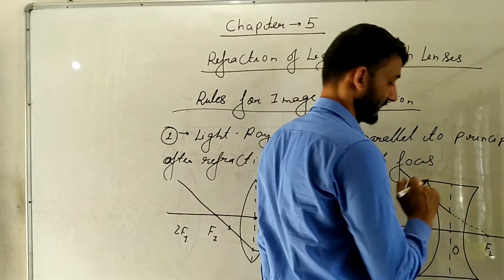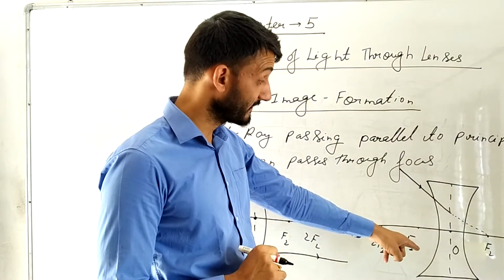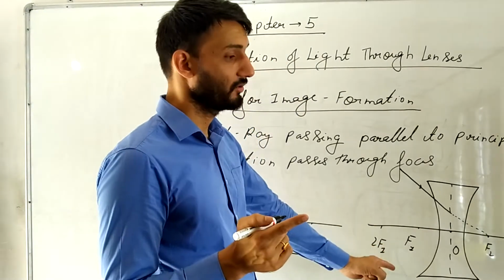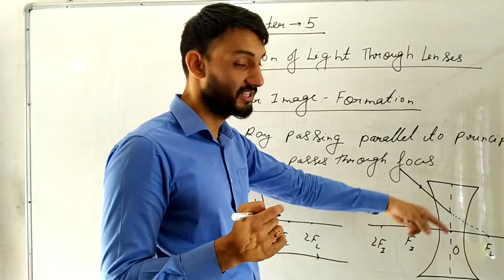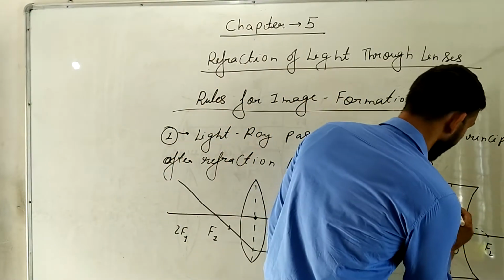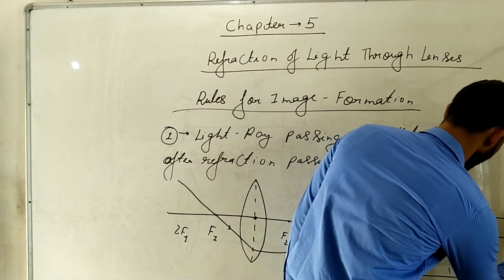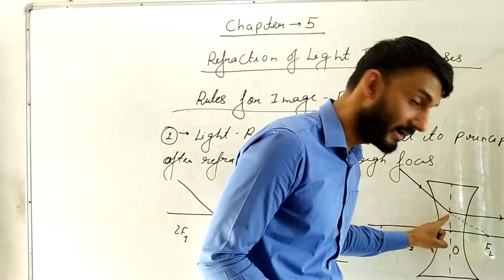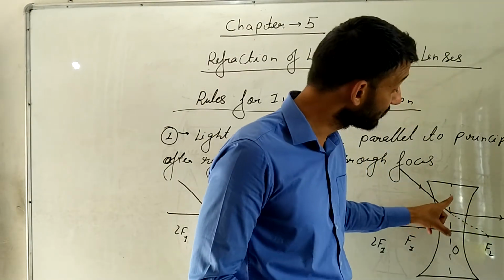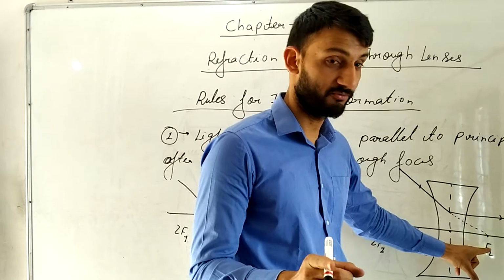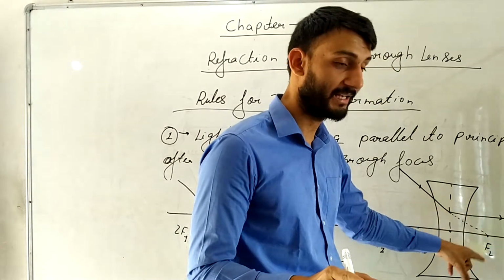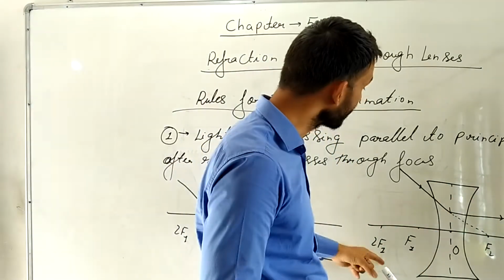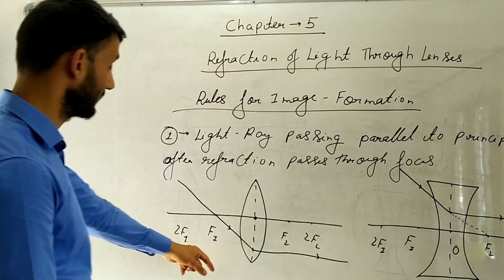Actually, it is not passing through focus, because you know that in this lens the light ray appears to pass through focus, and when it appears to pass through focus, you can well imagine the nature of image this lens is going to form. So light ray coming like this will become parallel to principal axis after refraction, but appears to pass through focus. It does not actually pass through focus. So again, a hint is given what kind of image this is going to form. So this is the second rule.